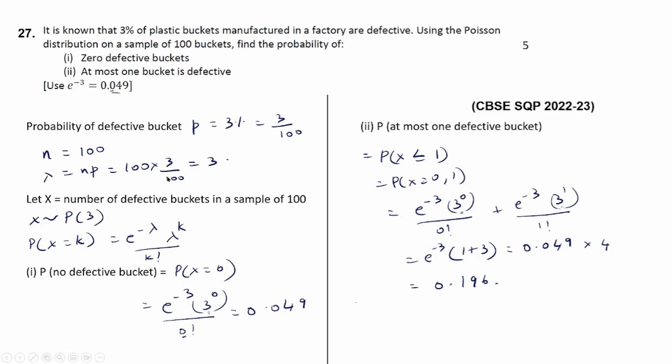So here, finding the mean, writing what X is, and writing the formula all carry 1 mark. Then the first subdivision, finding the probability of no defective buckets, carries 2 marks. And the second subdivision, finding the probability of at most one defective bucket, carries 2 marks. A total of 5 marks for this question: 1 mark, 2 marks, 2 marks.